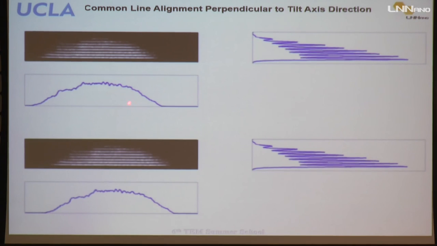And so common line alignment can make this one. So along this direction, it can be aligned. But what about along this direction? This direction is actually a problem. So this is one case.